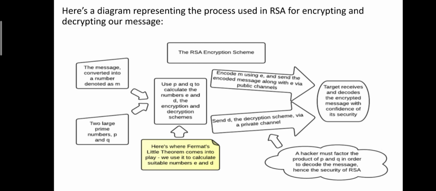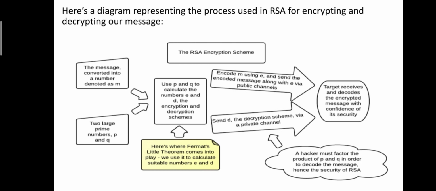Here's the diagram representing the process used in RSA for encrypting and decrypting our message. First the message is converted into a number denoted as m. Then two large primes p and q are used. We use p and q to calculate the numbers e and d, the encryption and decryption scheme. Here Fermat's little theorem comes into play; we use it to calculate suitable numbers e and d. Then we encode m using e and send the encoded message along with e by public channels, while d, the decryption scheme, is sent by a private channel.